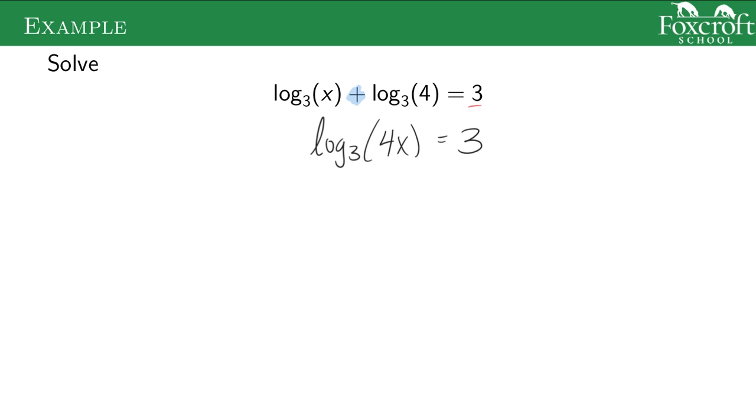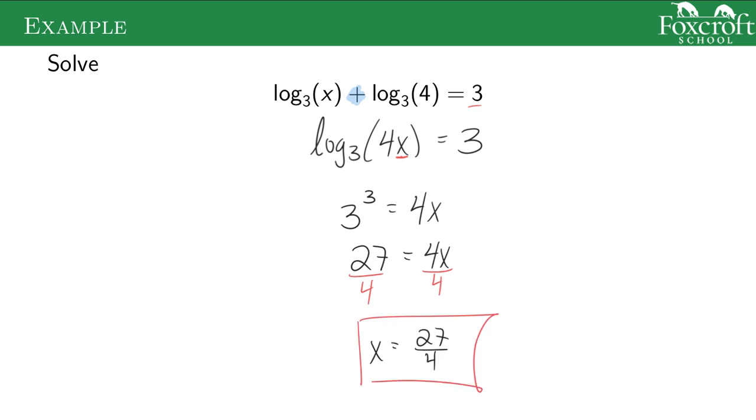Now this problem looks similar to the one on the last slide. I have this log, and the x I'm trying to get is inside the log. So I can rewrite this as 3 is my base. I raise it to the 3rd, and I get 4x. Now, 3 cubed is 27. To get x all by itself, I have to divide by 4. So x is going to be 27 over 4. I started with a log equation, so technically I have to check for extraneous roots, but 27 over 4 is going to work, so that is my answer.